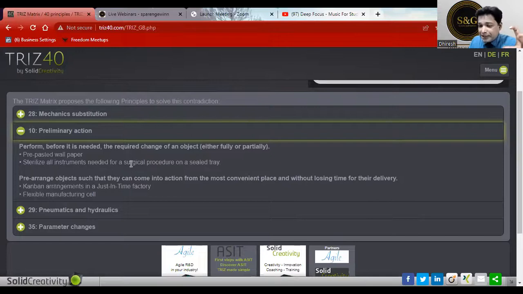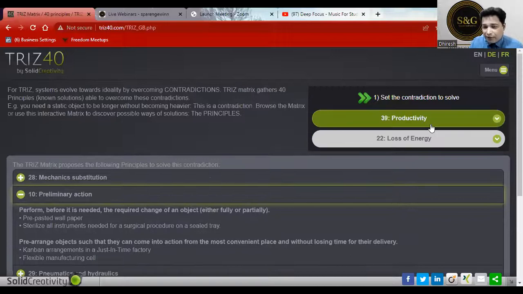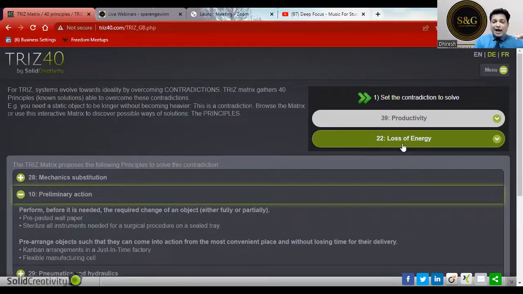So these two principles will give me some trigger ideas that I can implement in solving the problem. What is my problem? I want to increase my productivity. The first one is productivity increase without loss of energy. I do not want to tire myself or my team members. So these are the actual solutions.